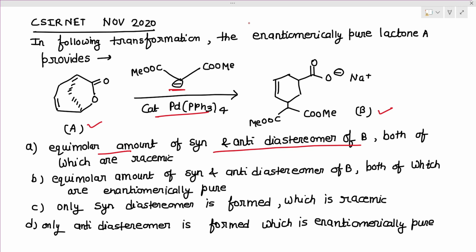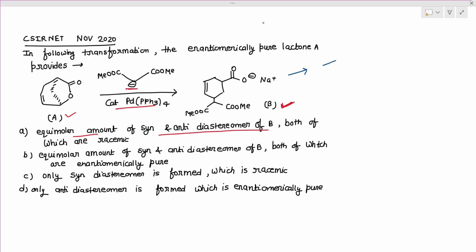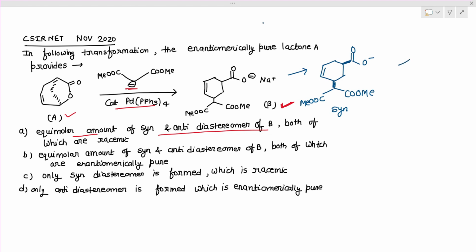It means we should know the stereochemistry of this product B. So first of all, I'll explain what the syn and anti diastereomers are. This compound can be written in this form. If this group is above the plane and this group is also above the plane, this means it is syn. Or it may be in this manner: this is above the plane and this is below the plane. Then this will be called the anti isomer.